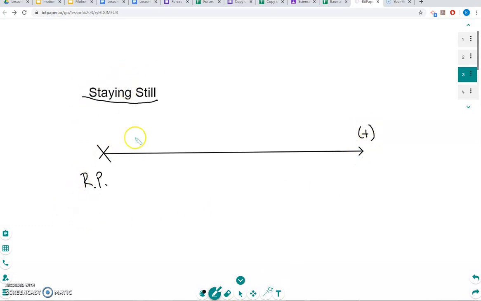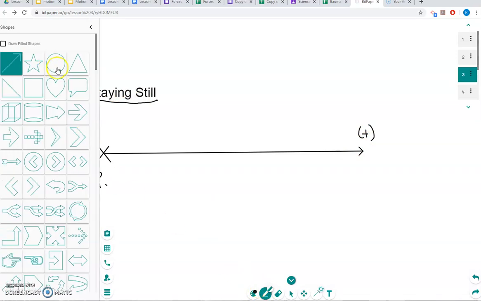Okay, so we're going to be drawing something that's staying still. In order to do that, we're going to want to get a circle out, and we're just going to put a circle on there, right? And you could just draw this.